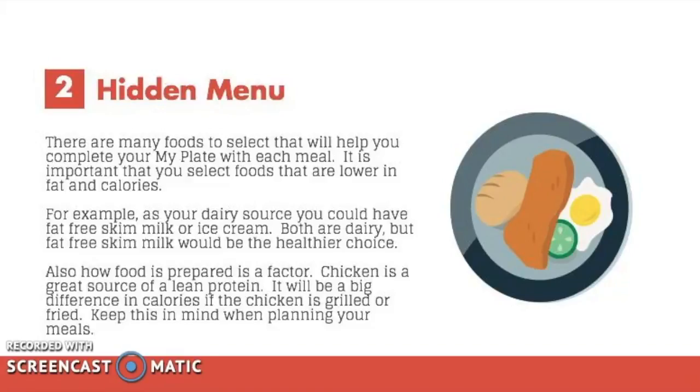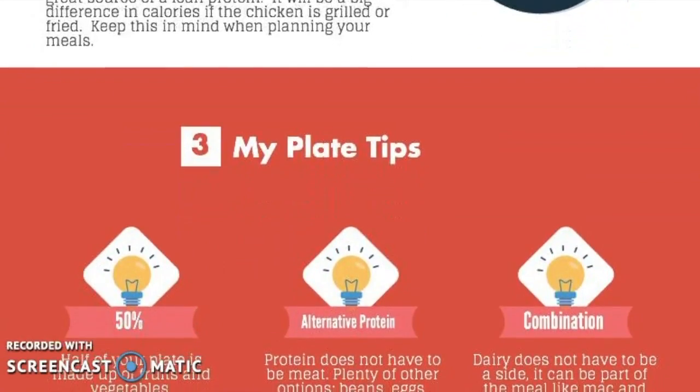For example, your dairy source could be fat-free skim milk or ice cream. Both are sources of dairy, but fat-free skim milk would be healthier. Another factor is the way in which food is prepared, like grilled chicken or fried chicken. This can affect the nutrition in your food. Some extra food for thought.